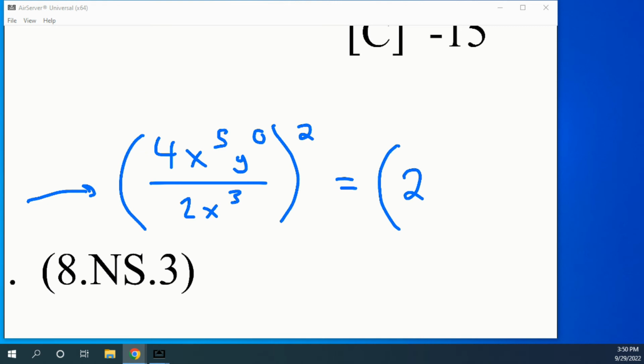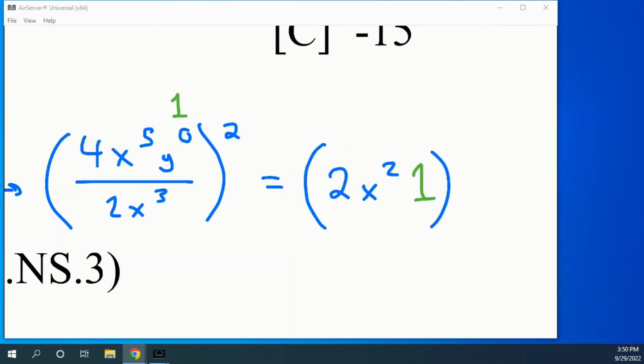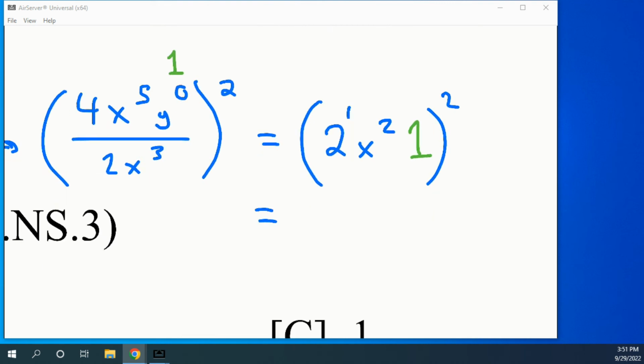My x's, I've got 5 in the numerator, 3 in the denominator, so you can take 5 minus 3 to get 2. So this would be x squared. And y to the 0 power, that's just 1. So you can put a 1 in there if you want. You don't have to. Maybe for the sake of this video, I will. But you technically don't need it because 2 times 1 is just going to get you 2. But I'll do this. That's fine. Okay, keep it squared. Exponent on the 2 is 1. So you can distribute that.